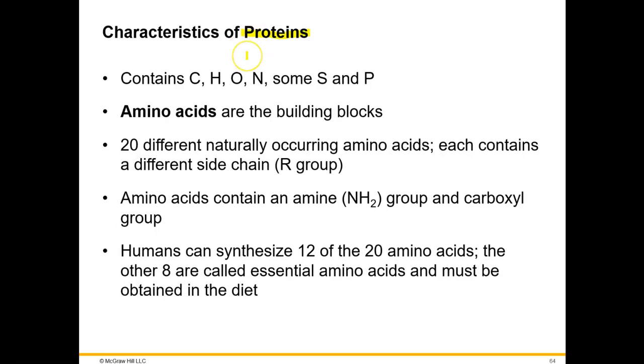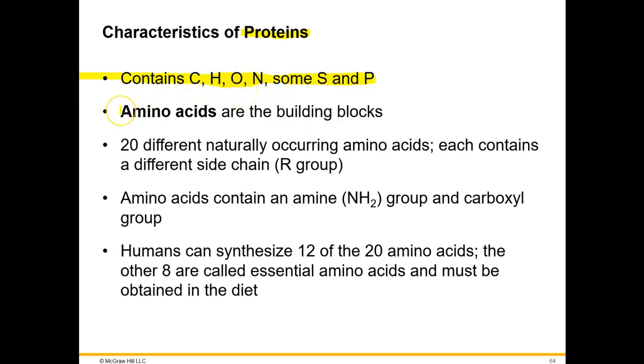We've covered carbohydrates and lipids. There are 4 groups of organic molecules that are important in the human body, and they are carbohydrates, lipids, proteins, and nucleic acids. So we discussed carbohydrates and lipids, and if you remember, they both contained the elements carbon, hydrogen, and oxygen. Proteins contain carbon, hydrogen, oxygen, nitrogen, and then some sulfur and phosphorus. Mostly sulfur. DNA contains more phosphorus and proteins contain more sulfur, but both contain nitrogen.